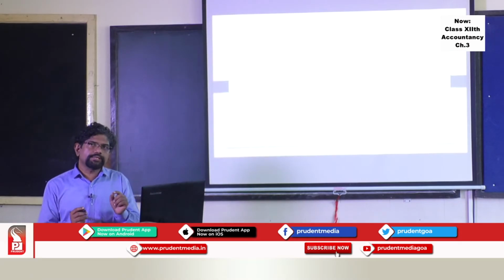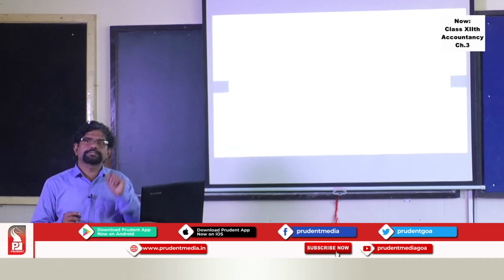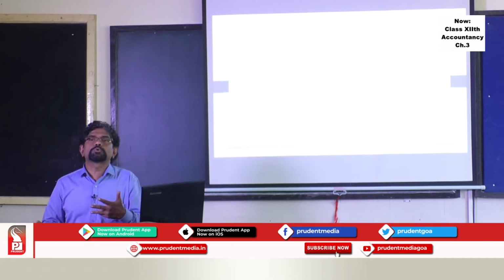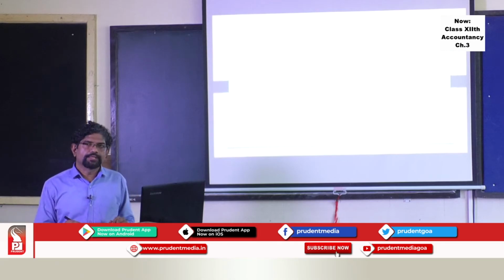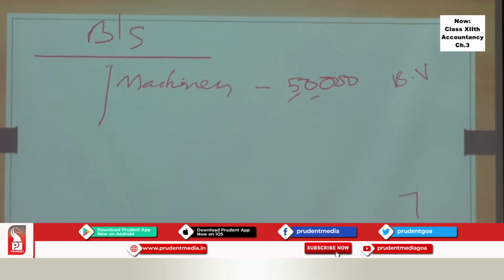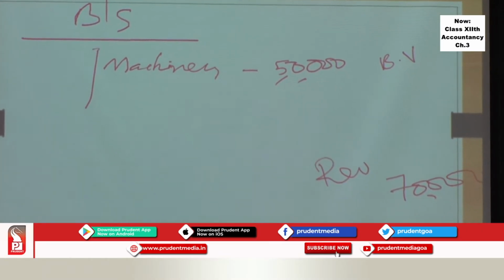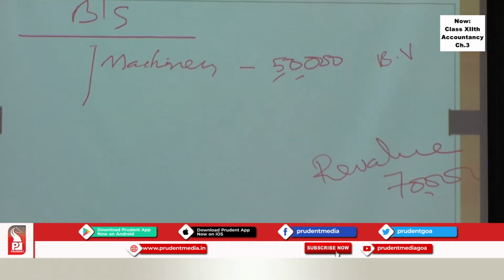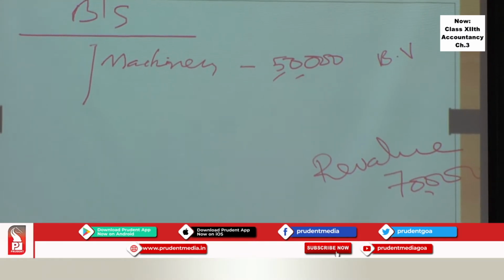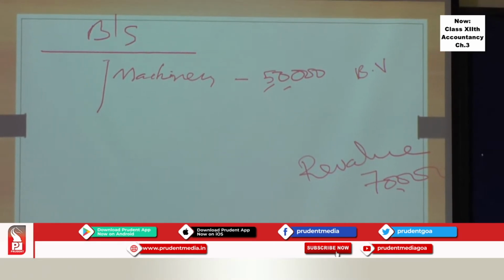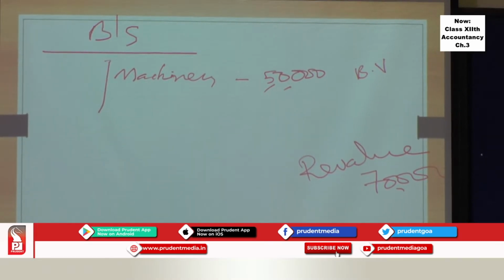This machinery which we have shown at 50,000 may fetch rupees 70,000 if it is sold, if it is realized. So, why not show this 70,000, which we consider as the revalue of this asset, in our balance sheet? The machinery is really worth rupees 70,000. So, here there is an increase in the value of your asset.